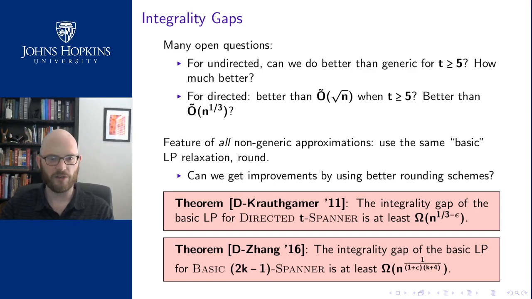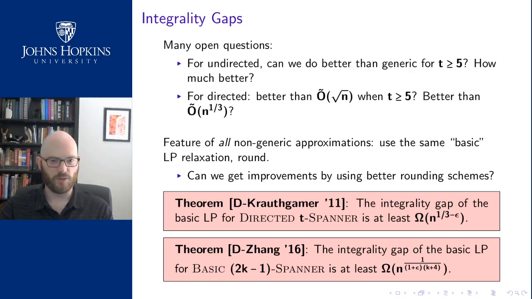In a paper with Roby Krathgomer in 2011, we showed that for a directed t-spanner, that basic LP has a gap of basically n to the 1/3. So our state of the art is root n for general t, and this gap is n to the 1/3. So there's still some room for improvement there. Maybe you could use the basic LP to change that root n upper bound into an n to the 1/3, but it's a very limited room for improvement.